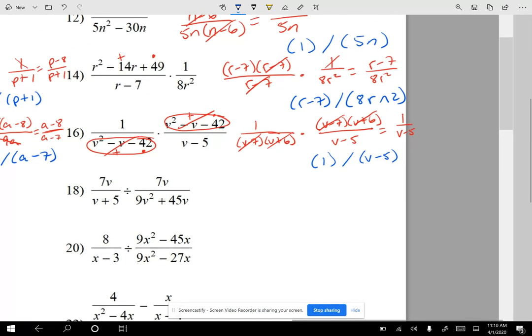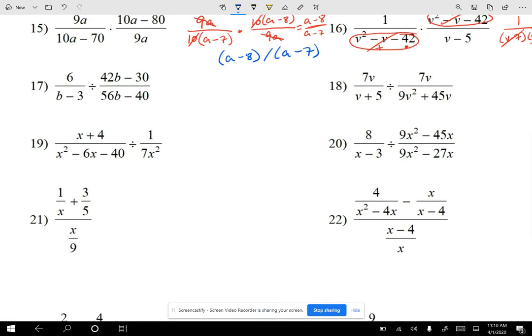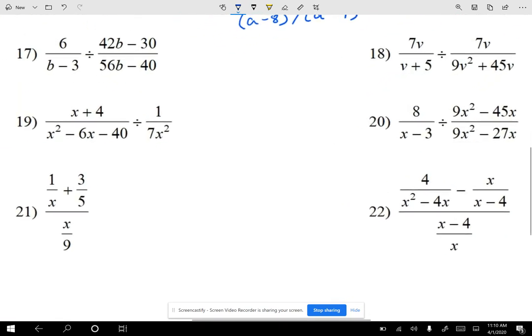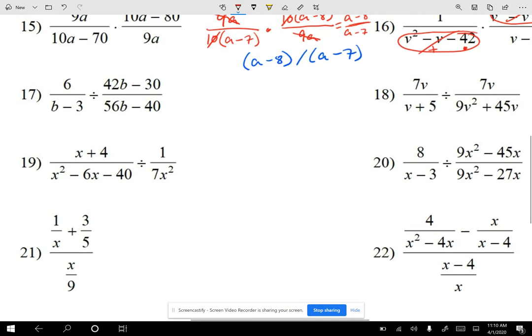Now let's take a look at division. Question 17 through 20. Now in division, my first fraction, let me factor it, if I can. I have 6 over b minus 3 times. I know it says division, but I'm changing it to times. But the second fraction, I'm going to flip.